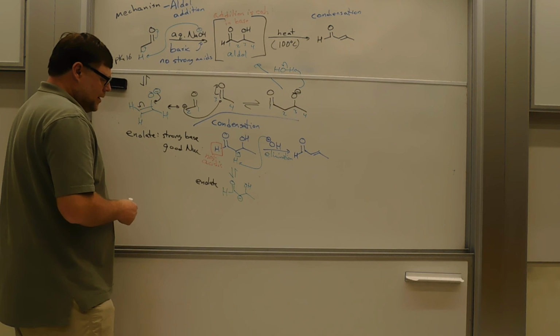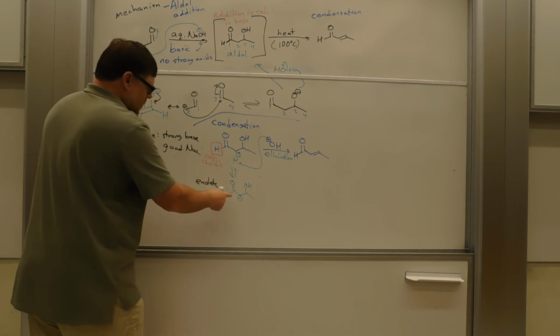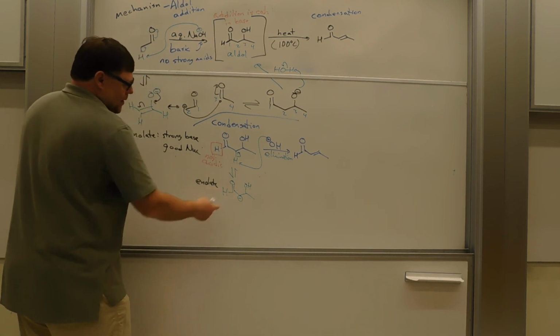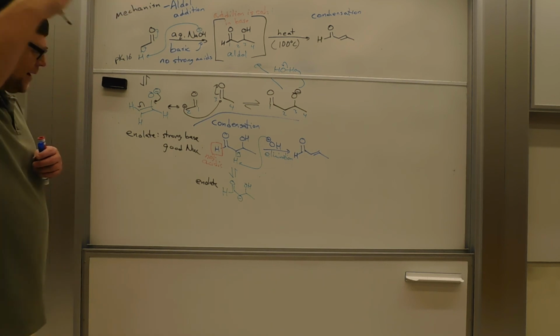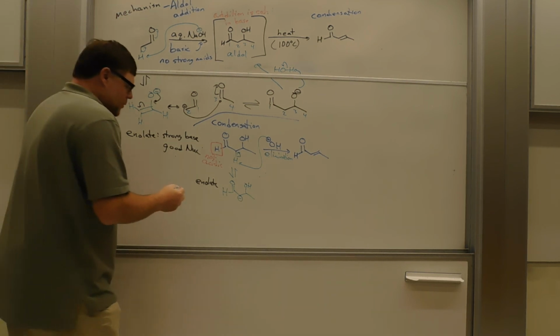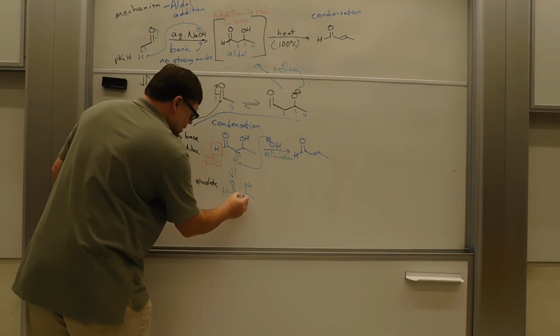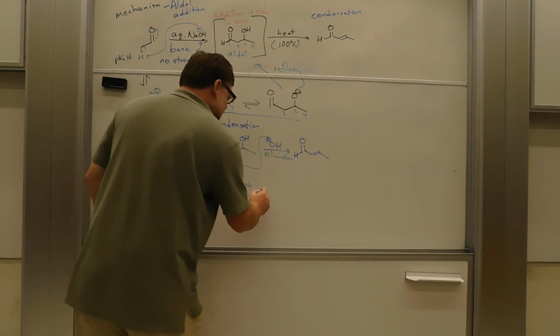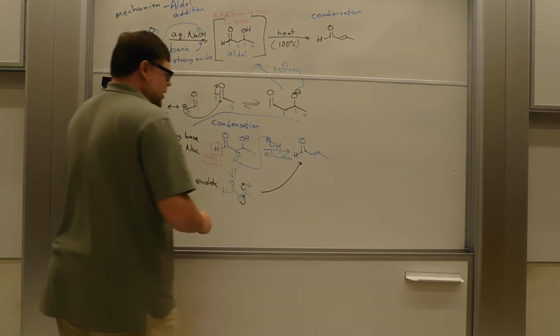You've got a significant amount of this. And now remember, the enolate's a strong base, it's high energy. So now this negative charge can kick out hydroxide. And there you go, you get to your product.